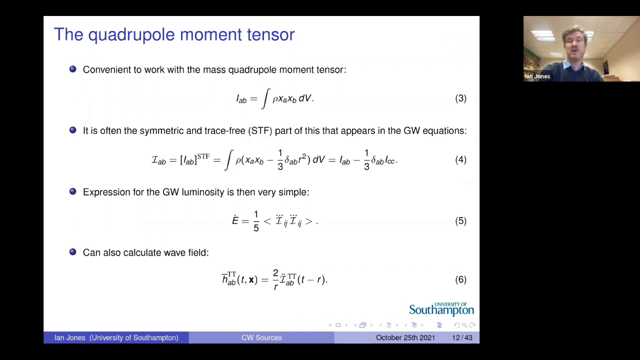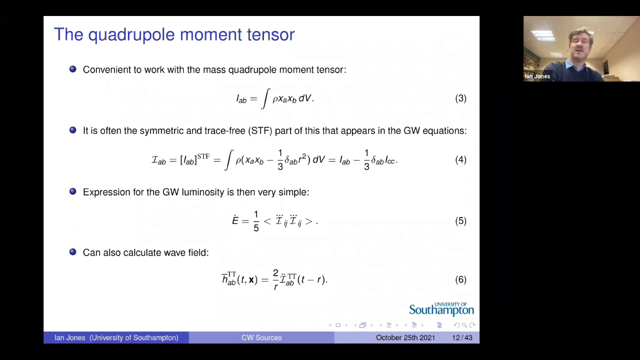I'm not going to write it down, but the current quadrupole moment, there's a tensor for that as well, and it's similar in nature, but rather than involving rho, it involves rho times the velocity. So it's not the mass per unit volume, but the momentum per unit volume that would be the relevant thing that you're integrating over.